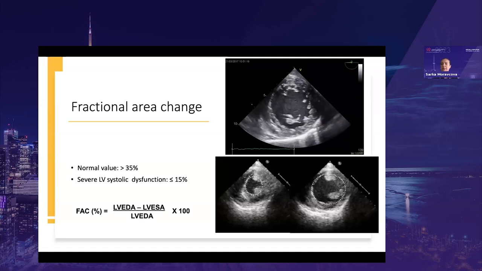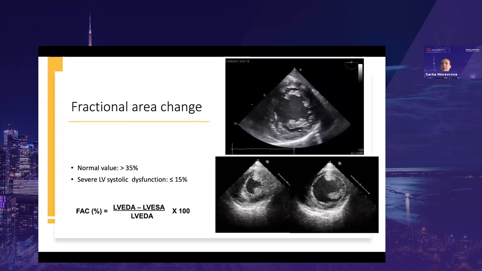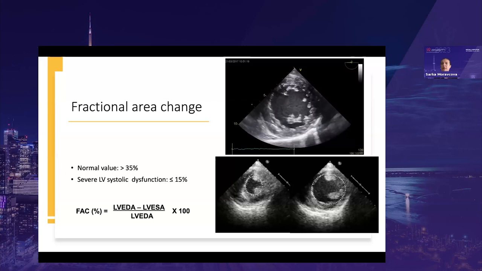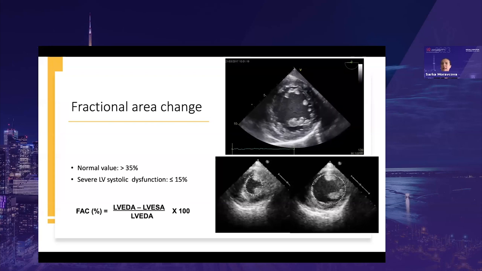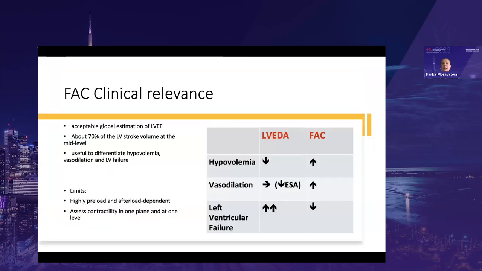Fractional area change is measured in the transgastric mid-papillary view, tracing the endocardial border in end-systole and end-diastole. The problem here can be that the endocardial borders of the lateral and septal walls are often not well distinguished, because they are parallel to the ultrasound beam. But it is very quick to perform. There are no issues with foreshortening of the left ventricle, but it's only a measurement in one plane, and it doesn't account for the rest of the ventricle. It's highly loading dependent, so it relates to the preload and afterload, and it's usually about 10% less than the left ventricle ejection fraction, so normally it's between 40 to 60%.